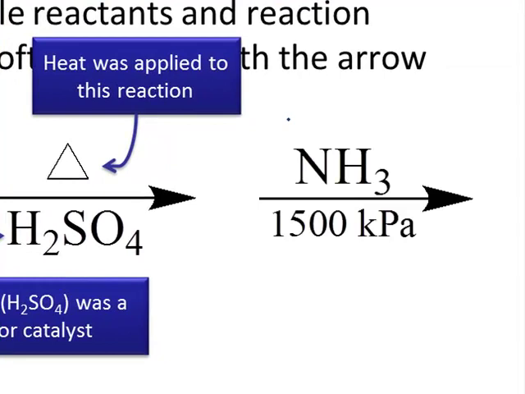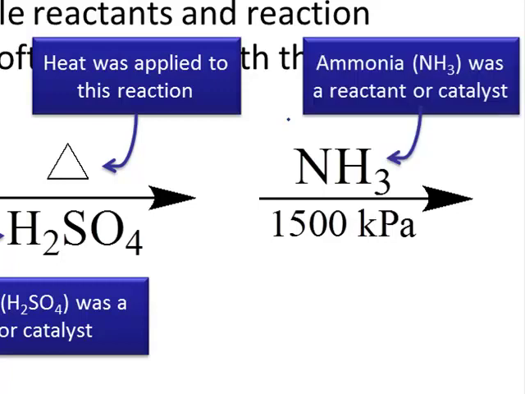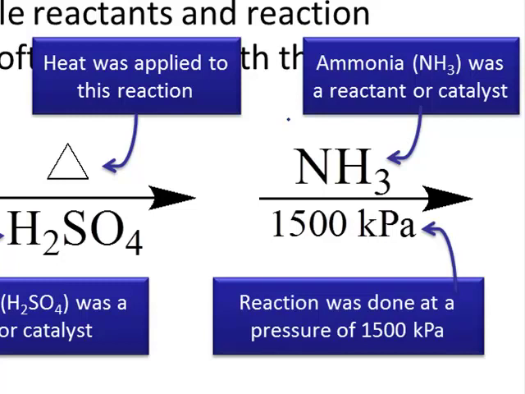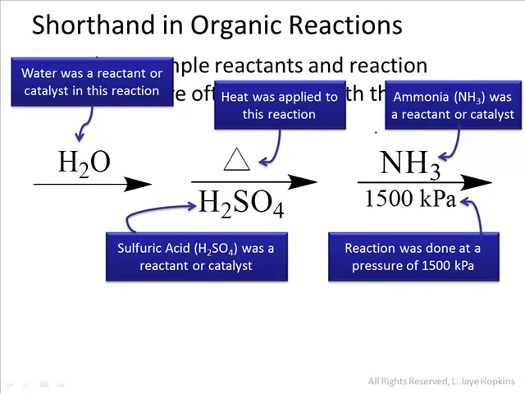One other thing you might notice is sometimes we like to manipulate the pressure that we do reactions under. Here's an example of how you'd show that. In this reaction, ammonia, or NH3, was a reactant or a catalyst in the reaction, and the information on the bottom of the arrow means that the reaction was done at a pressure of 1500 kilopascals. I won't expect you to have all these memorized, but I just want you to get a sense of the fact that we really can simplify our reactions by just including things above or below the arrow. It's basically a type of shorthand.